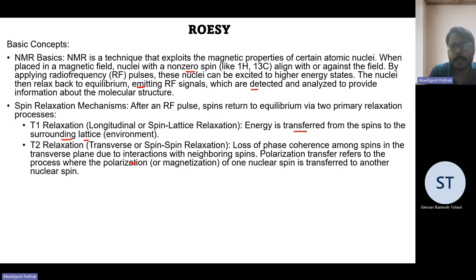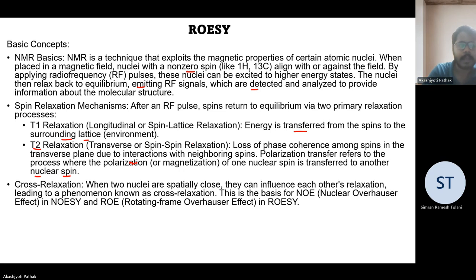So the polarization transfer refers to the process where the polarization of one nuclear spin is transferred to another nuclear spin. So to its surrounding nuclei, it loses the nuclear spin, and in that way it relaxes to its equilibrium state. That type of relaxation is known as T2 relaxation or transverse or spin relaxation. And another is what is known as cross relaxation.